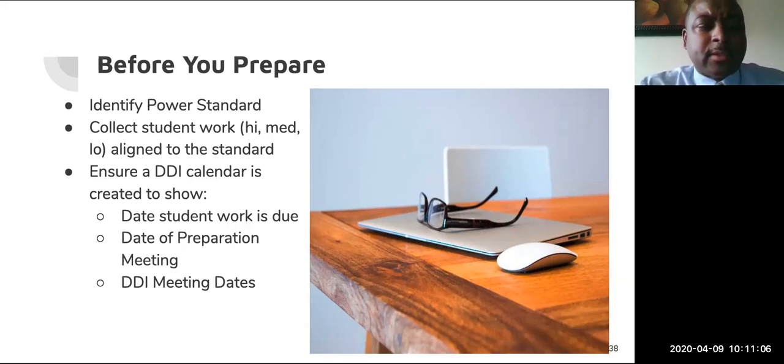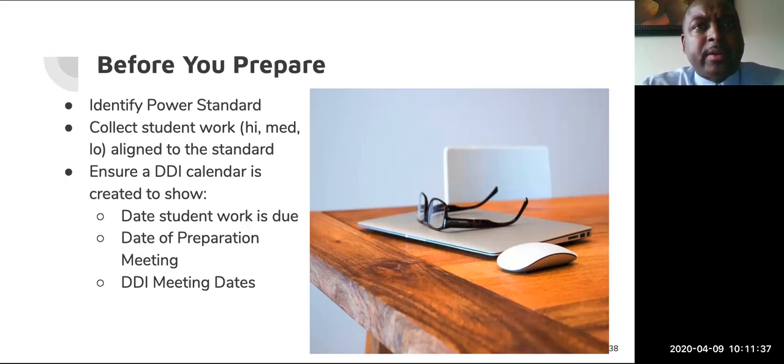Now, often I get the question, well, Mrs. Spurlock, how many standards should we try to cover in a data meeting? The answer to that question is 1. In most DDI meetings, you only have anywhere from 45 minutes to 90 minutes for those of you who are on block schedules. And trust me, you're going to need every part of that time to really have an effective data meeting. So I highly recommend that when you start this process off, only focus on having 1 standard, which is your power standard.